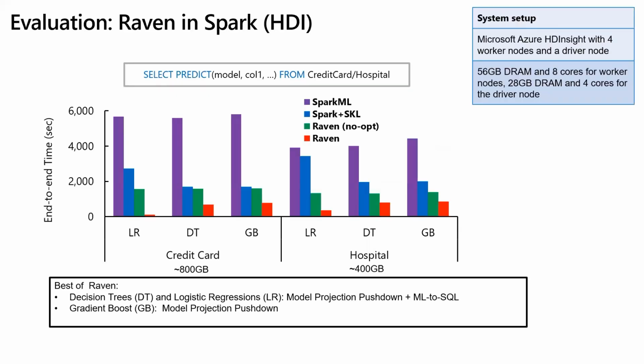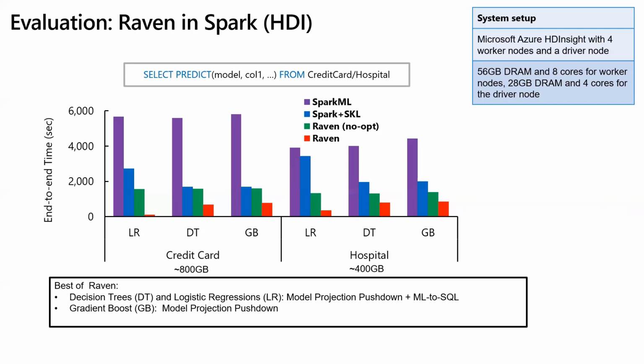Now let me share some of our performance numbers in an Azure HDI Spark cluster. This graph shows the end-to-end prediction query time for two popular datasets for data science tests. One is credit card, and the other one is hospital dataset. In this graph, the red color is Raven, and other baseline ML runtimes are in different colors. Spark ML is in purple, scikit-learn is in blue, and Raven without any optimizations using Onyx runtime is in green.